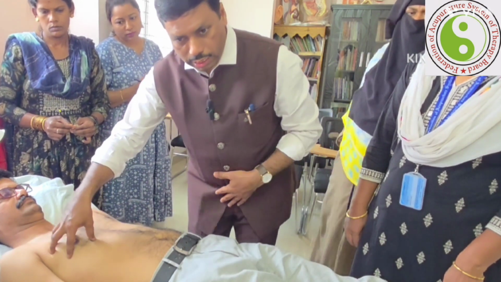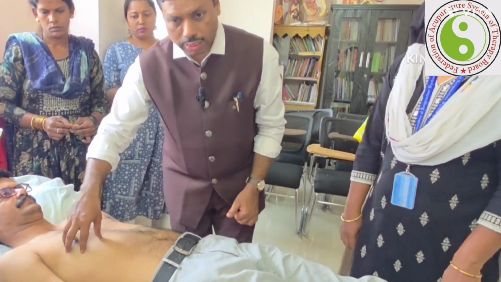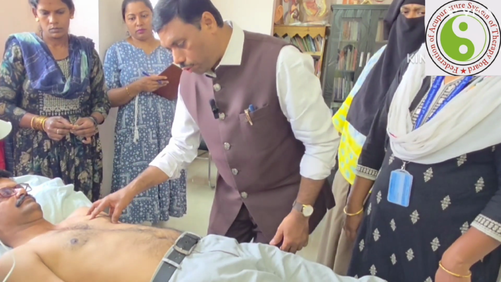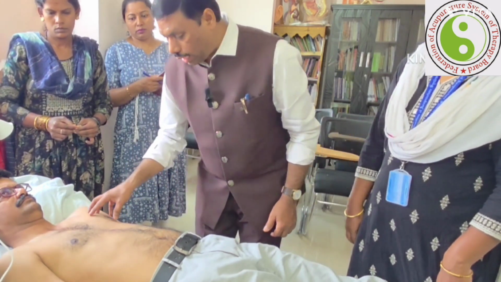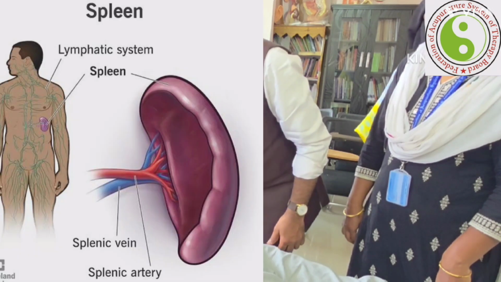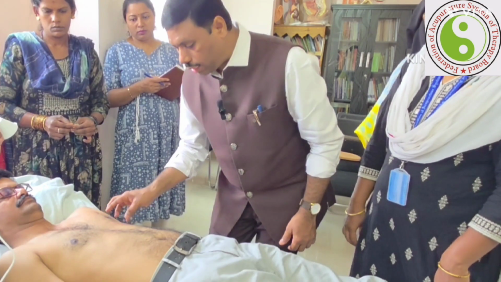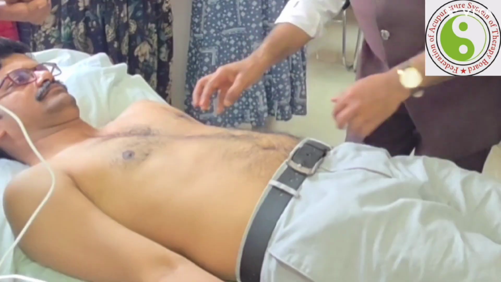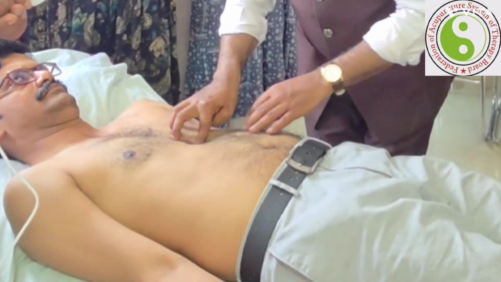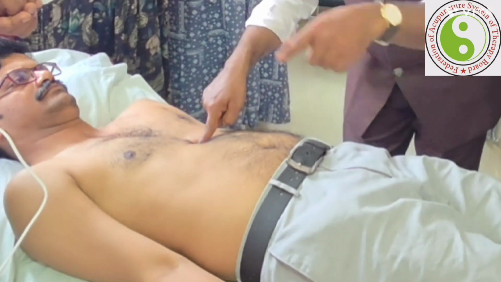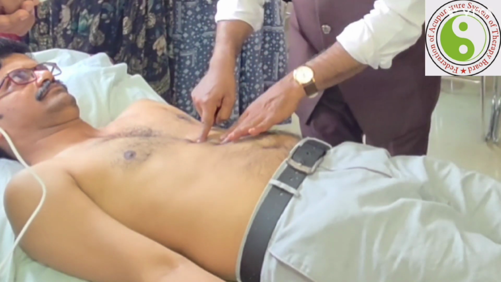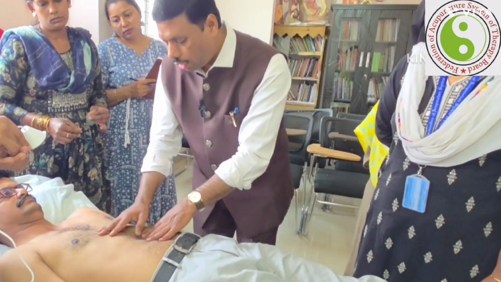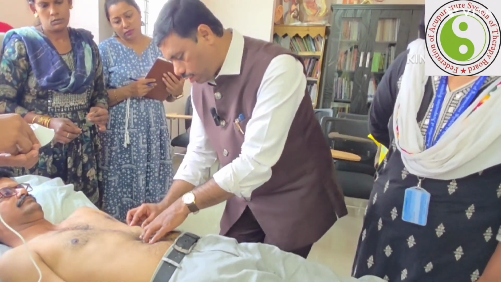This is known as the right hypochondrium, where the liver and the gallbladder are located. On the left hypochondrium is the spleen, and there is also the pancreas slightly in this region. Now come down, this is the epigastric region. From the epigastric region you can find the stomach, and then small intestine and large intestine. The pancreas also exists in this region.